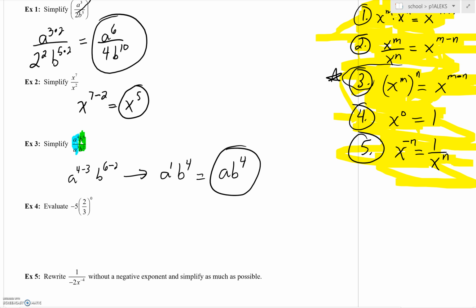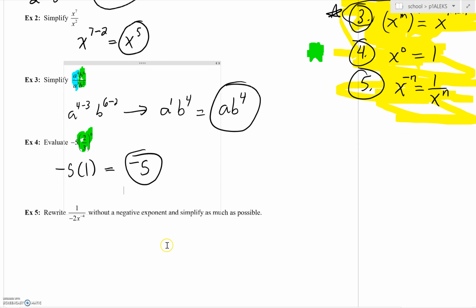Take a look at number 4 here. Very, very, very important property. Look at this 2/3 to the 0. Look at property number 4. Property number 4, any number raised to the 0 is going to be a 1. So what do we have? Plain and simply, this is negative 5 times a 1. Negative 5 times 1 is just negative 5.